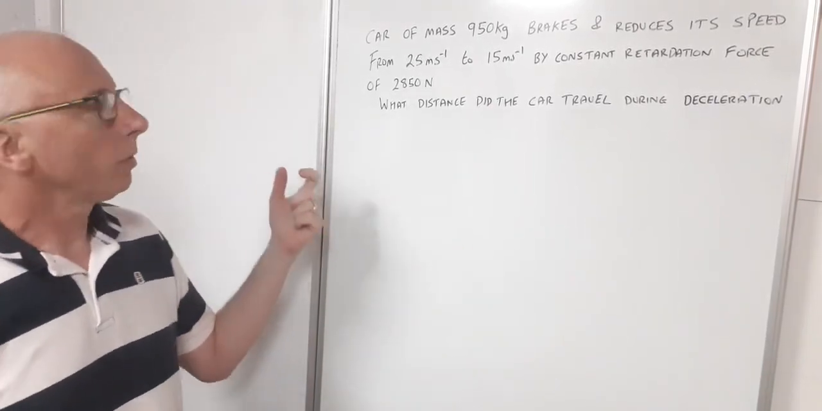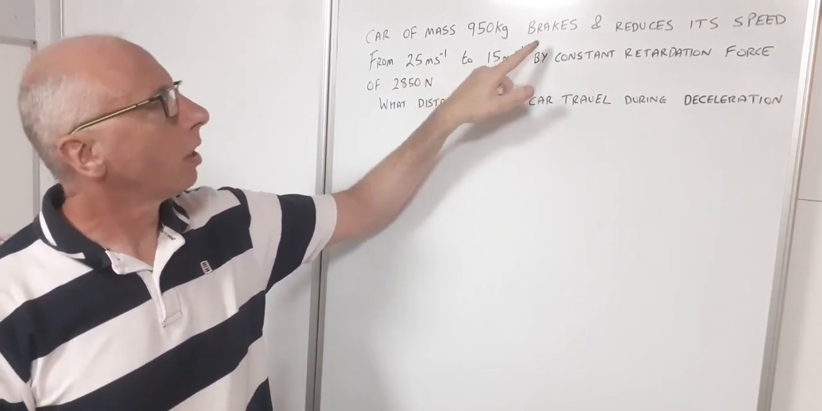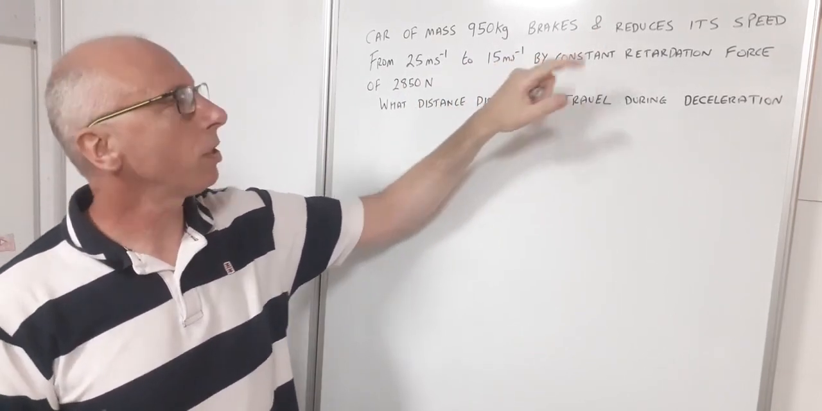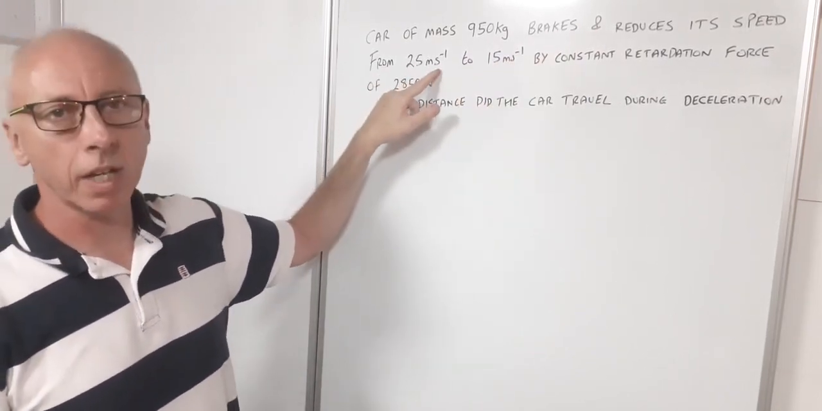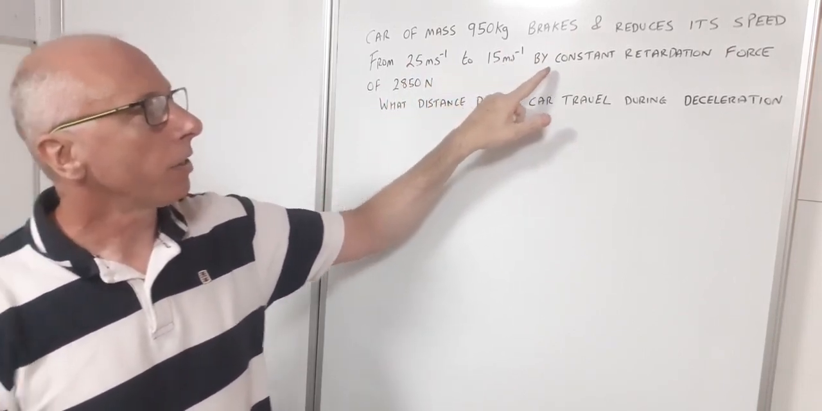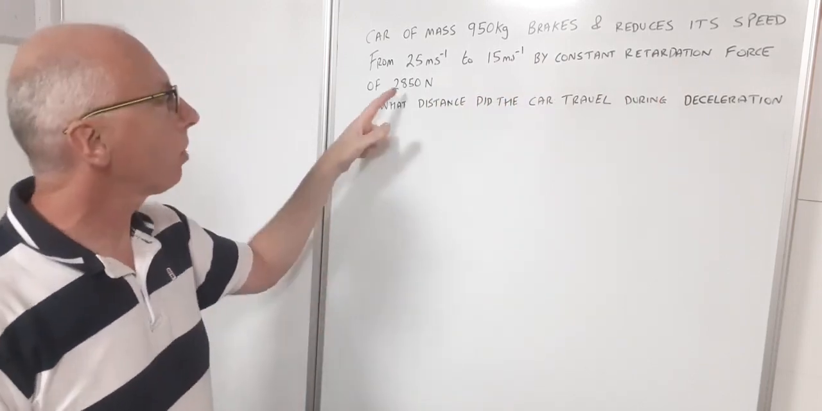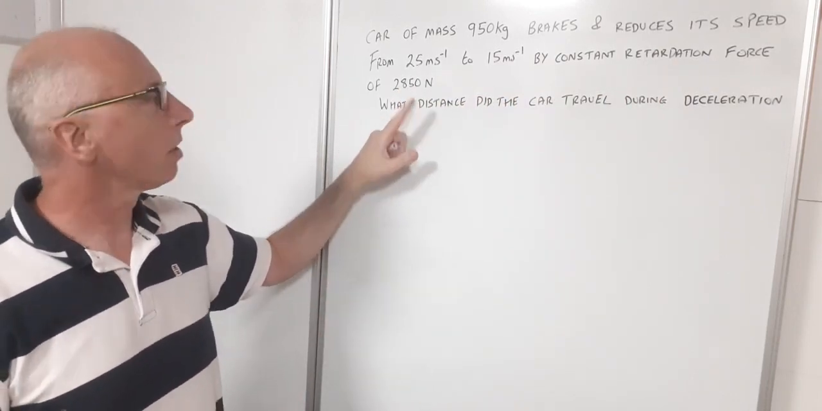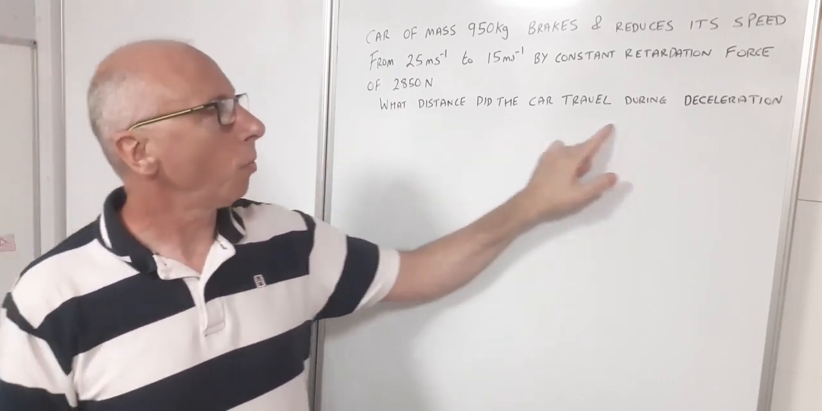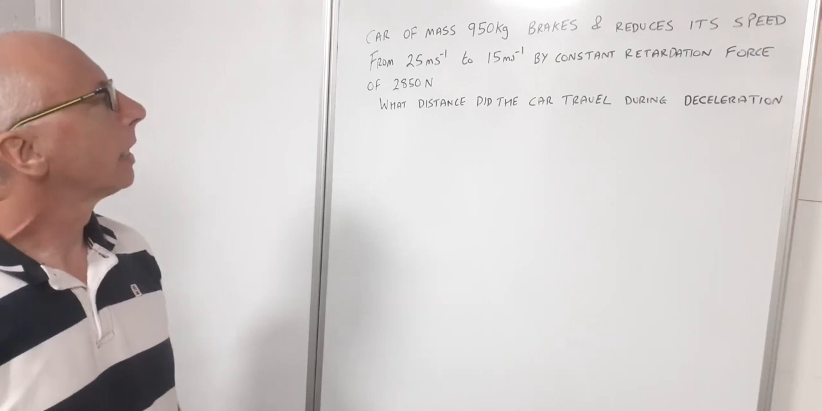So in this question, we've got a car of mass 950 kilograms, which puts on its brakes and reduces its speed from 25 meters per second to 15 meters per second. Now, the constant retardation force as it's applying its brakes is 2,850 newtons. What we want to know is, what distance did the car travel during this deceleration period?